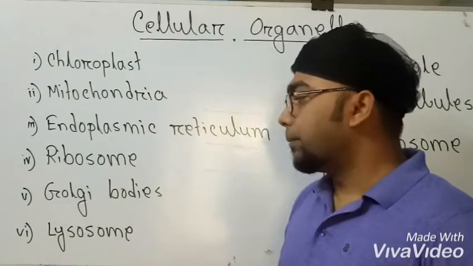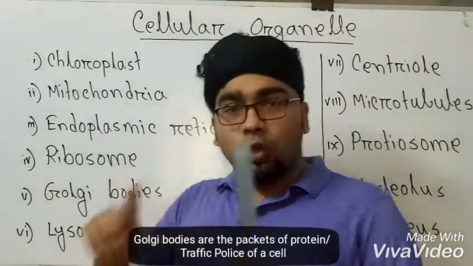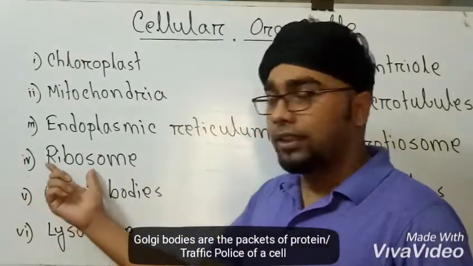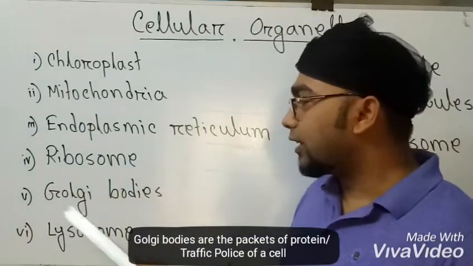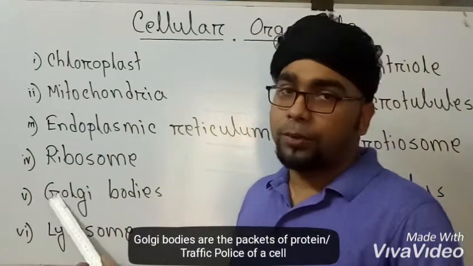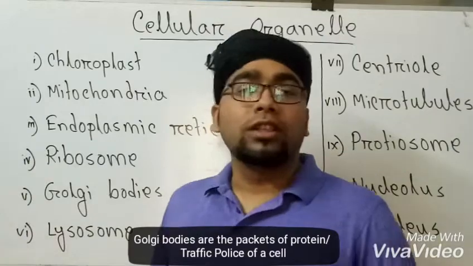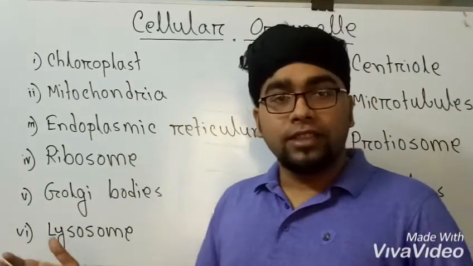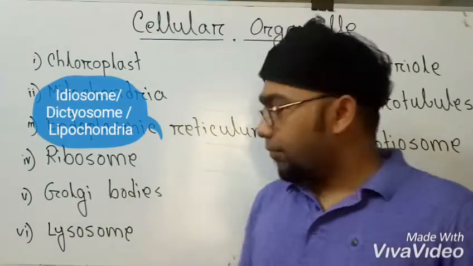Next one, the Golgi bodies. Golgi bodies enclose the protein that is produced by the ribosome. That is why Golgi bodies are called the packets of protein. The alternative names of Golgi bodies are idiosome, dictyosome, lipochondria.